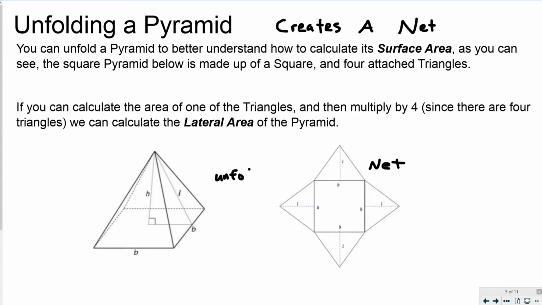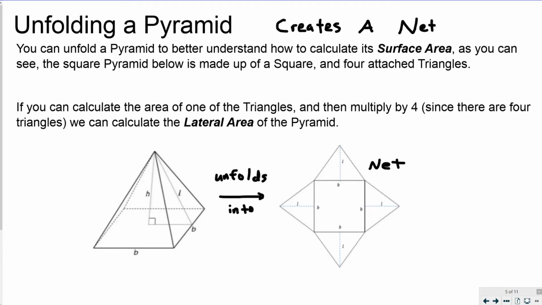So it gives you a good idea of what you would have to do to find the surface area. You could find the area of one of those triangles and multiply by 4 to calculate the lateral area of the pyramid. Now, lateral area is the area of the non-base sides.